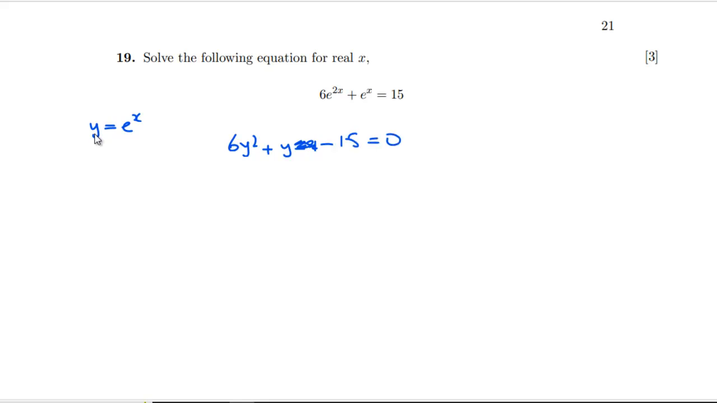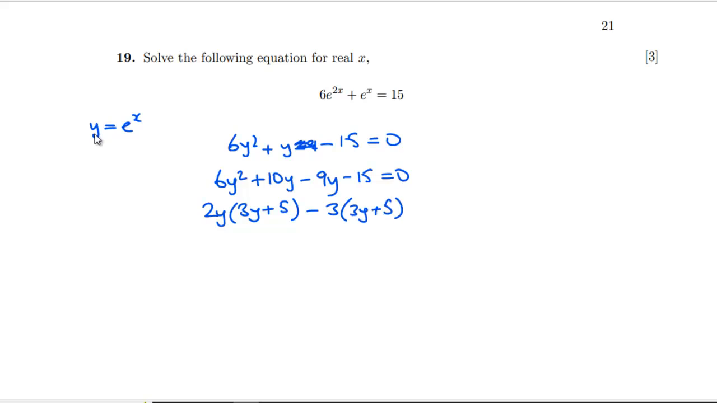Is that going to factorize? So we want two numbers that multiply up to minus 90 and add up to 1. So yes, it will do then. So we'll have 6y squared plus 10y minus 9y minus 15 is 0, splitting that middle term. So we'll have 2y(3y plus 5) minus 3 lots of (3y plus 5) equals 0. So that's (2y minus 3)(3y plus 5) equals 0.